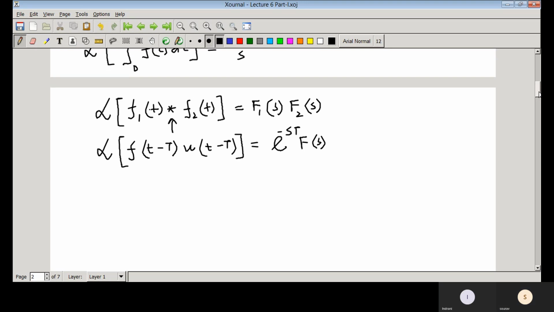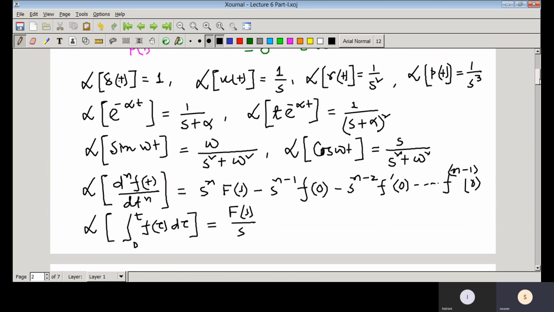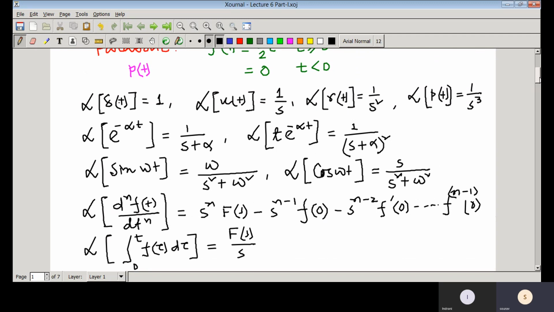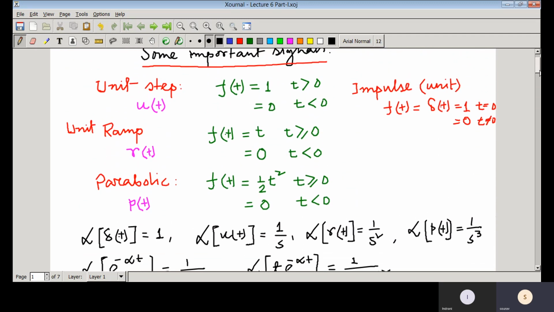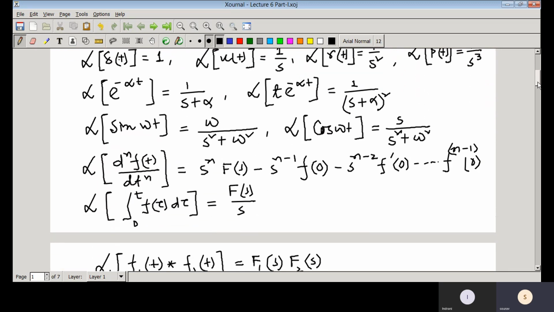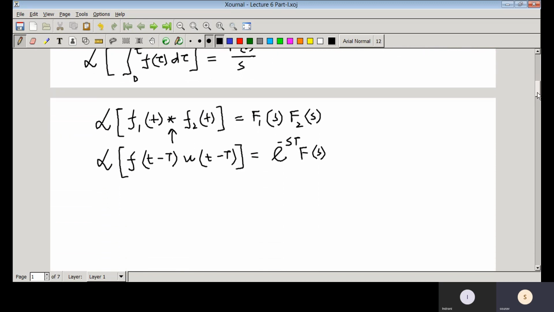So these are the Laplace transforms of some standard functions that we will be using throughout our control systems course. And here we have some standard signals. These are the definitions. I hope you all know those things. Here I am discussing it just for recapitulation.